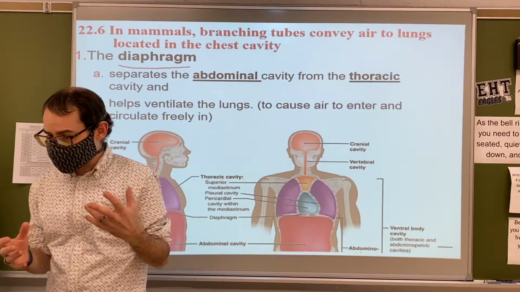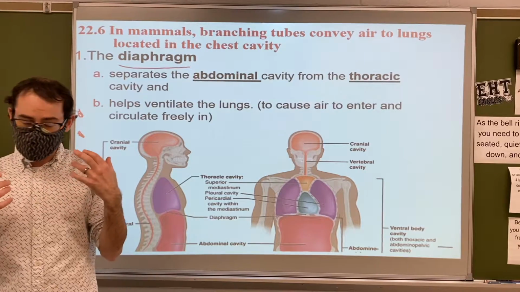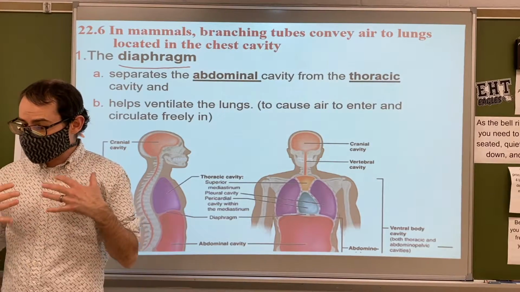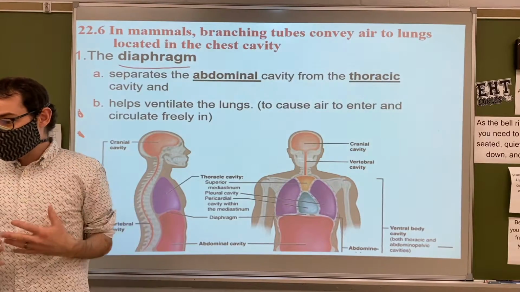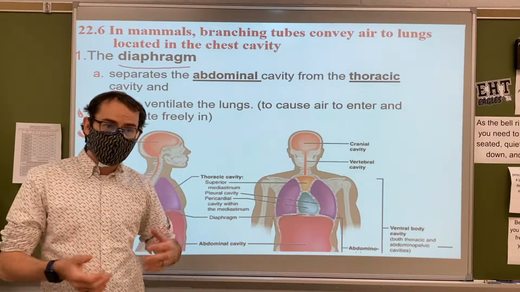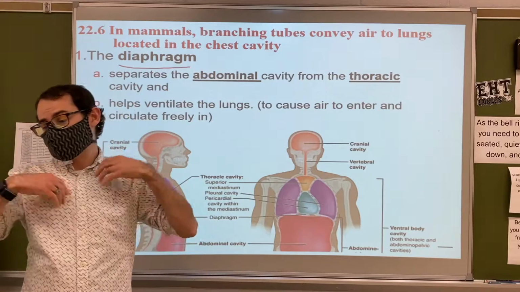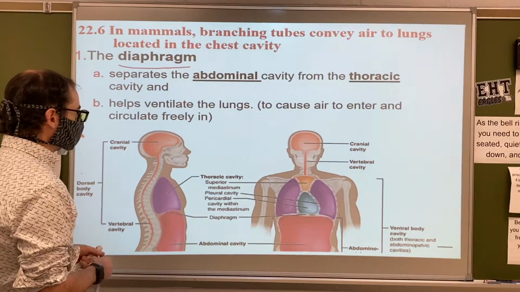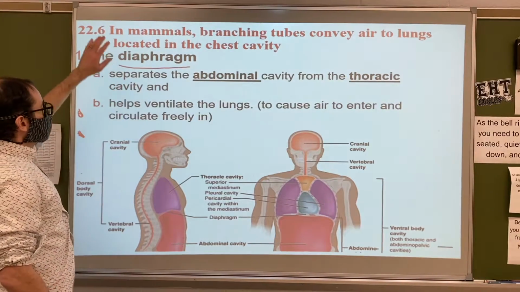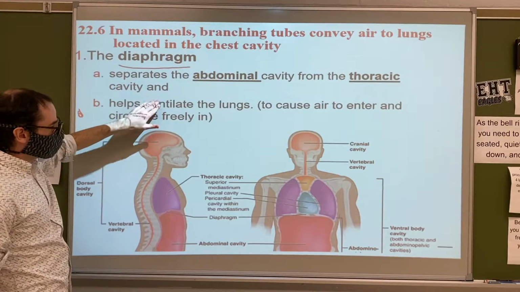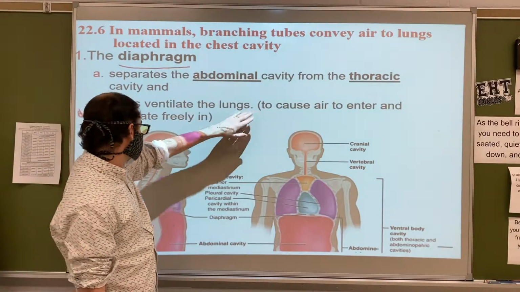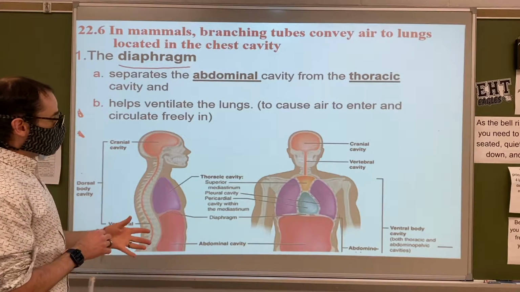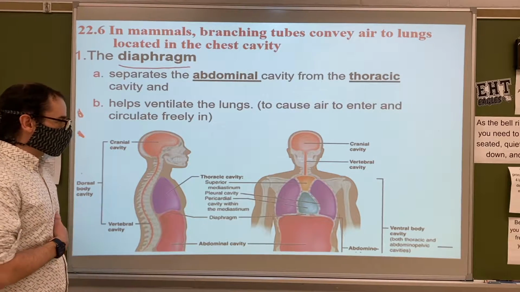Now, there's another thing that happens as well, which is your intercostal muscles of your rib cage, they actually flex also, they contract. And when they contract, they actually move out and up a little bit as well. So again, the space in there is getting bigger, which means the pressure goes down, so then you can get more volume in there. So you get the air to come in. So it's interesting that that's how you breathe. Okay, so the diaphragm does all of that. It helps ventilate your lungs, which is again causing air to enter and circulate freely in. So to get air into your lungs, you're going to use your diaphragm and those intercostal muscles of your rib cages.